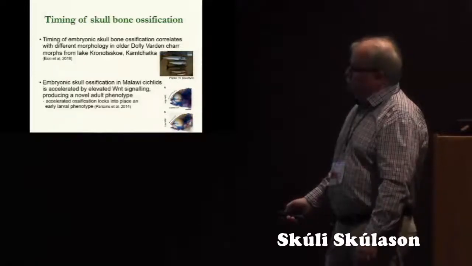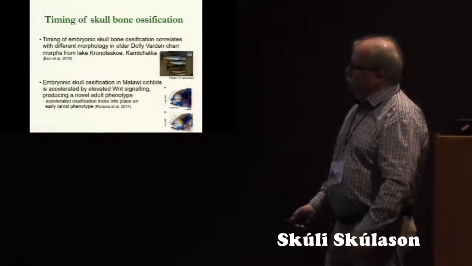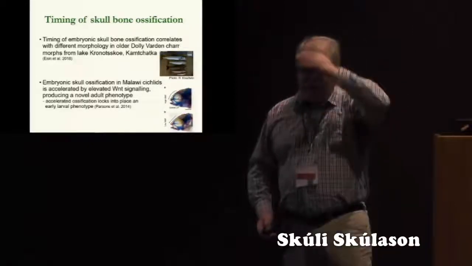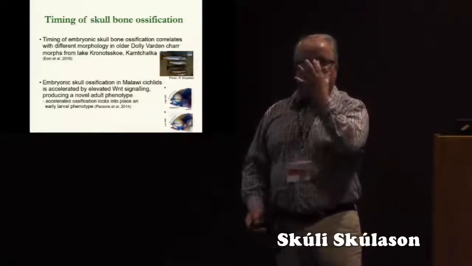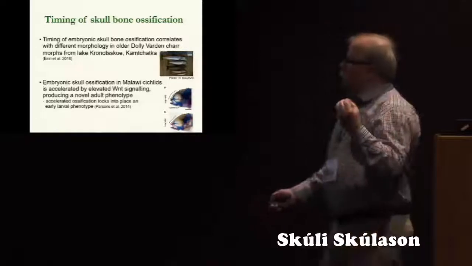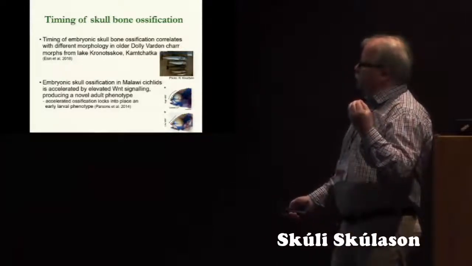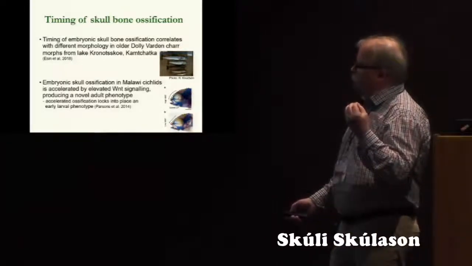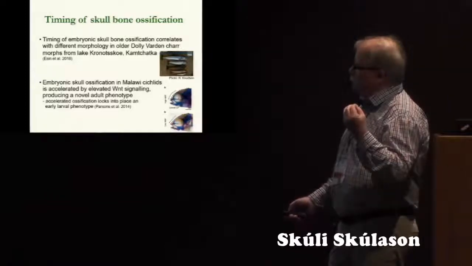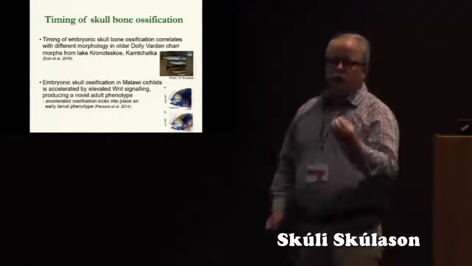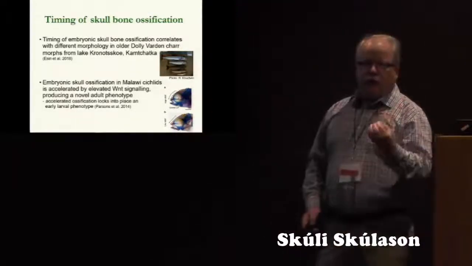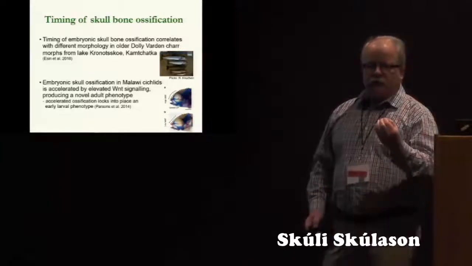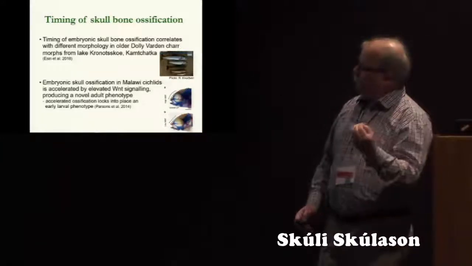This was actually at embryonic stages, but it produced a novel phenotype, which was a really, really very blunt snout, almost deformed adult fish. So here we see the early larva with very blunt snout, very highly ossified when there is high Wnt signaling, and much less ossified and not nearly as blunt when there is low Wnt signaling. So I'm just using this to convince you that timing of skull ossification is very, very significant for later morphologies.